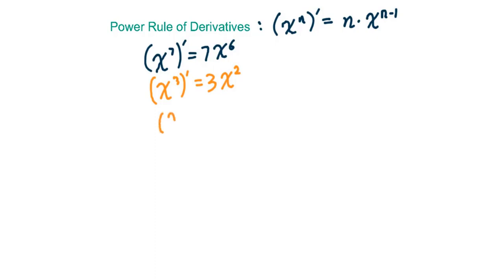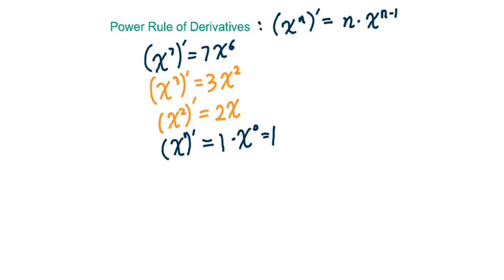When you do the derivative of x squared, you will get 2x to the 1st power. That is 2x. When we have x, here's 1. So 1 times x to the 0 power. Any number to the 0 power is 1. Therefore, the derivative of x equals 1.